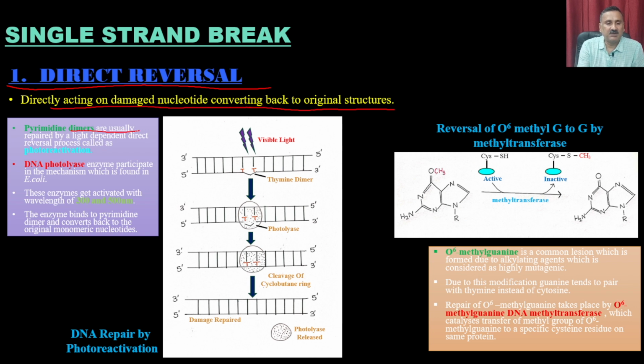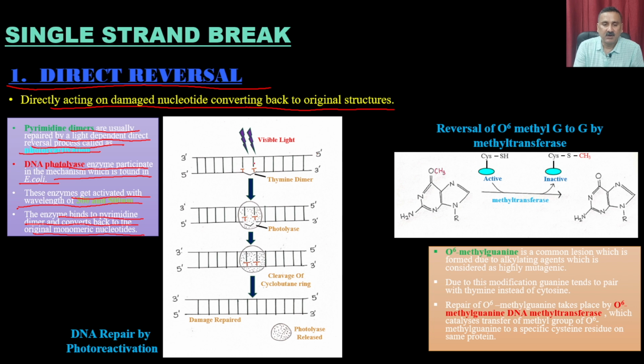Pyrimidine dimers are usually repaired by a light-dependent direct reversal process called photoreactivation. The DNA photolyase enzyme participates in the mechanism, which is found in E. coli. These enzymes get activated with wavelengths between 300 nanometers and 500 nanometers. The enzyme binds to the pyrimidine dimer and converts it back to the original monomeric nucleotides.